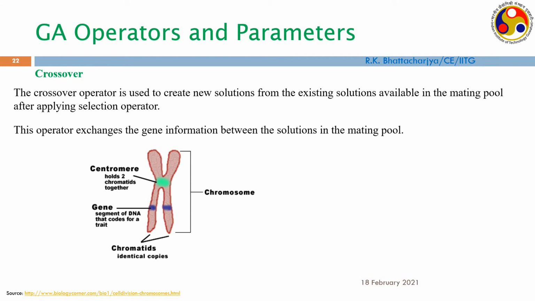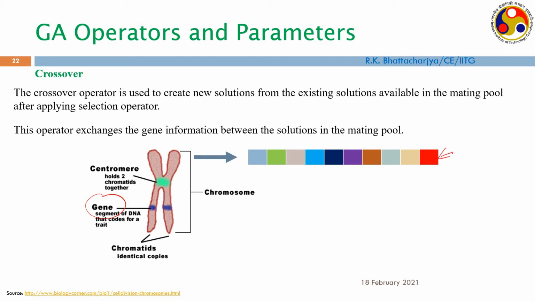You know that a chromosome is composed of genes, and a gene carries the characteristics of that particular solution or portion. Now, our chromosome is much simpler than the biological chromosome. But I want a structure like a gene, so altogether I am calling this a chromosome.